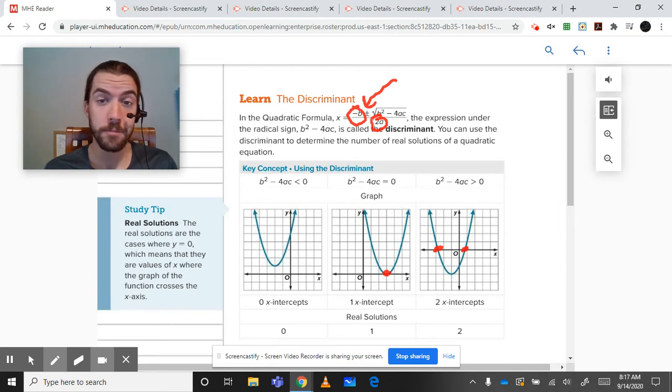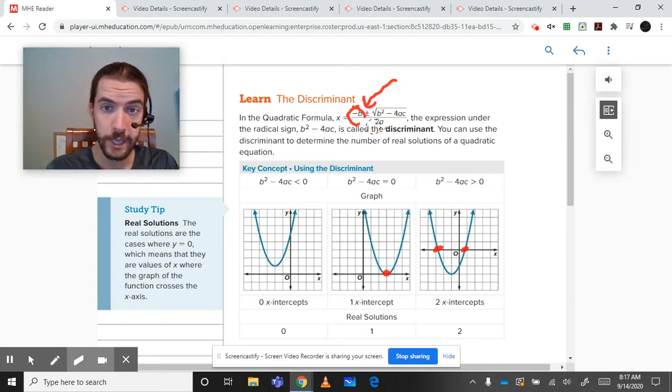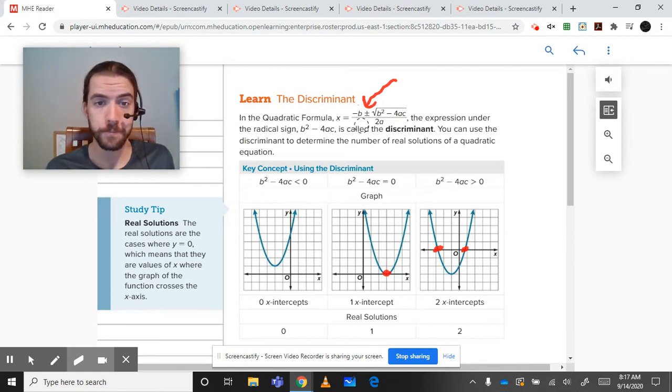It turns out negative b over 2a, if you don't know already, tells you where the middle of a quadratic graph is in all cases. So it's interesting that we can find that within our quadratic formula, and it is the solution when that discriminant is equal to 0.